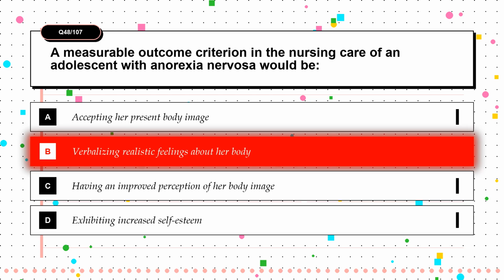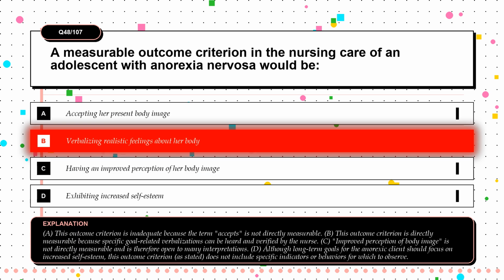The correct answer is option B, verbalizing realistic feelings about her body. A. This outcome criterion is inadequate because the term "accepts" is not directly measurable. B. This outcome criterion is directly measurable because specific goal-related verbalizations can be heard and verified by the nurse.